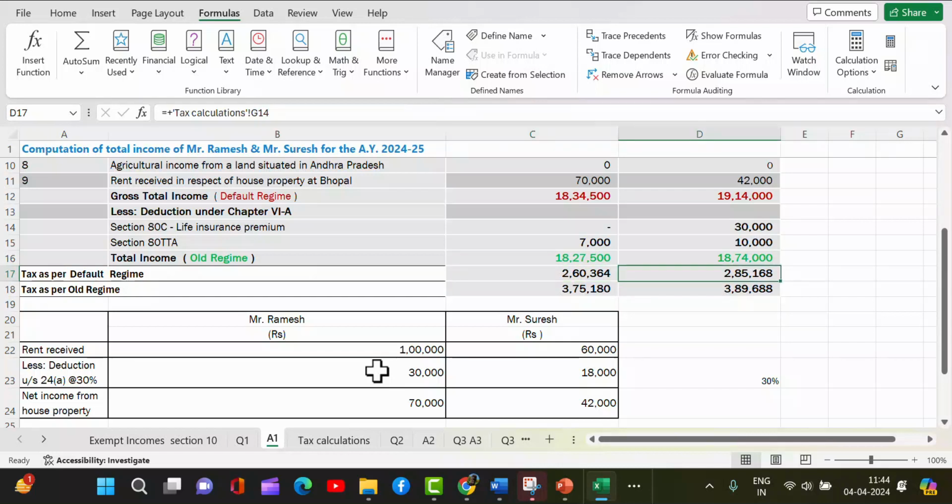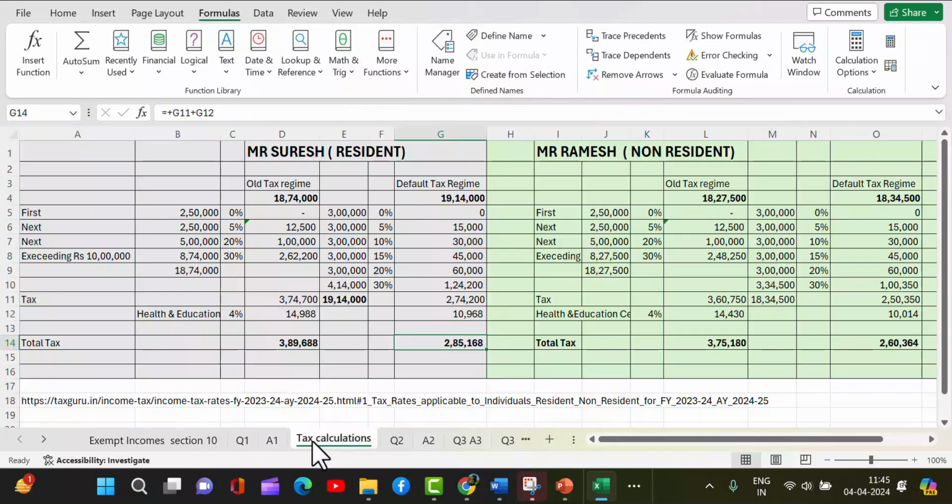Similarly, in case of Suresh, what is the tax as per default regime? 2,85,168, and for old regime it's 3,89,688. So the default is basically the new regime, so the tax is lesser. In both the cases, the tax is less as per the default. So you should advise both Ramesh and Suresh that they should go for default. So let's understand how the tax has been calculated.